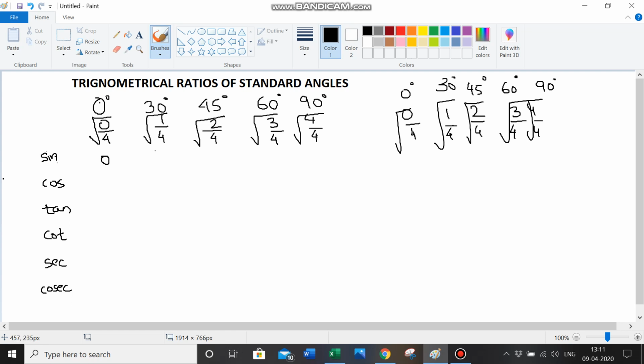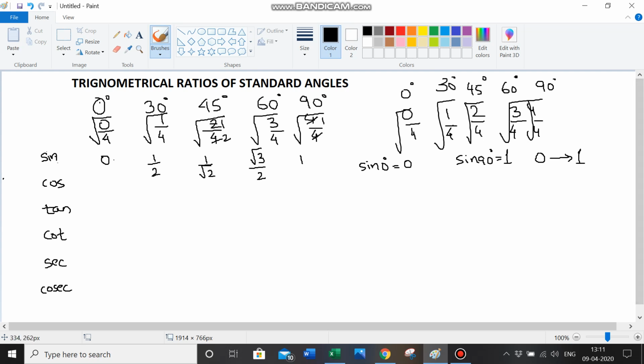Now let's look at sine 90 and sine 30 degree. 1 upon 4, square root of 1 is 1, square root of 4 is 2. 2 divided by 4 is 1 upon 2, square root of 1 is 1, square root of 2 is 2. So 1 upon root 2. Square root of 3 is root 3, square root of 4 is 2. 4 divided by 4 is 1, which means square root of 1 is 1. Please notice that when I am going from sine 0 to sine 90 degree, I am moving from 0 to 1. So sine 0 degree is 0 and sine 90 degree is 1. I am moving from 0 to 1, which means I am increasing.